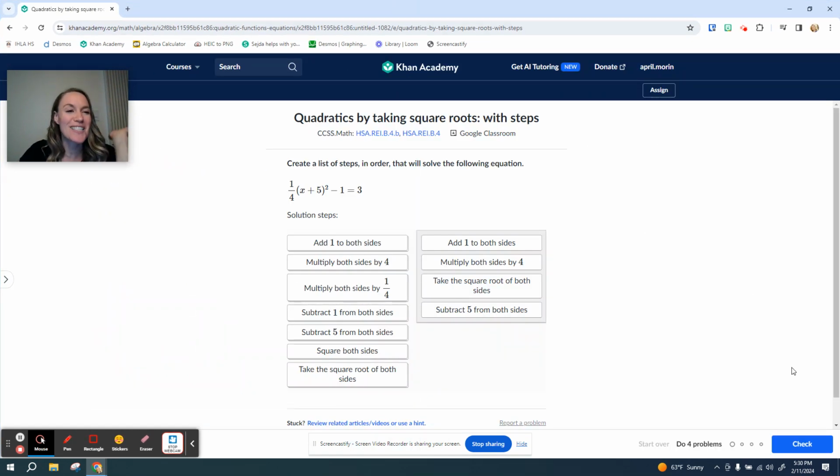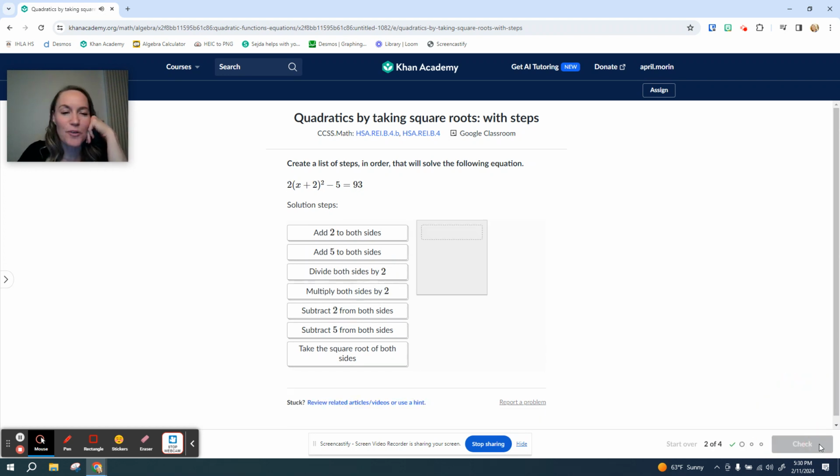And some of you can do this in your head. And for me, I just have an old brain. Okay. I could try to do this one in my head. Let's try it and see how it goes.